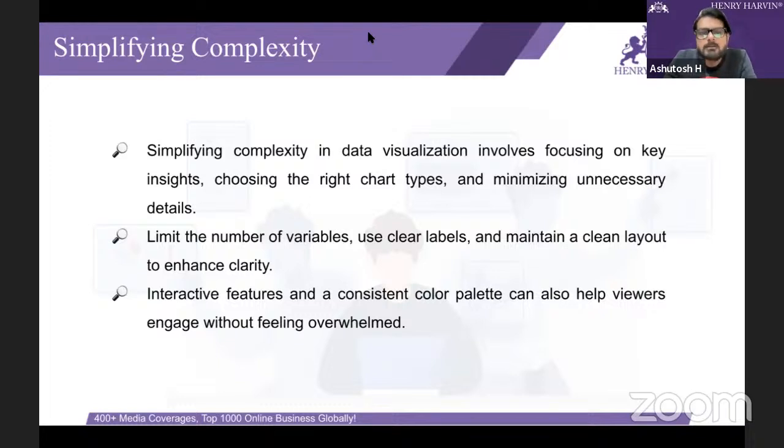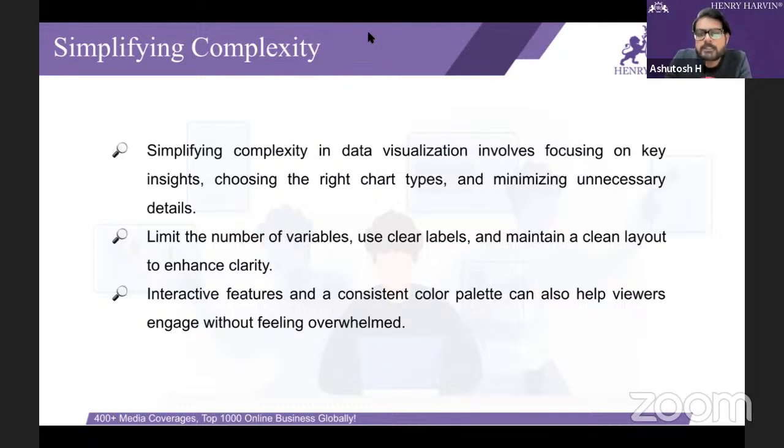So when we are talking about limiting the number of variables, this is where we are trying to get rid of the nominal data, data which is not required for us. How do we do that? Using the Power Query tool in Power BI. And we can also make it interactive. How to do that, we'll be seeing that. But yes, we can also make the dashboard interactive. Like if you click on the drop down button, the whole visualization changes and stuff.